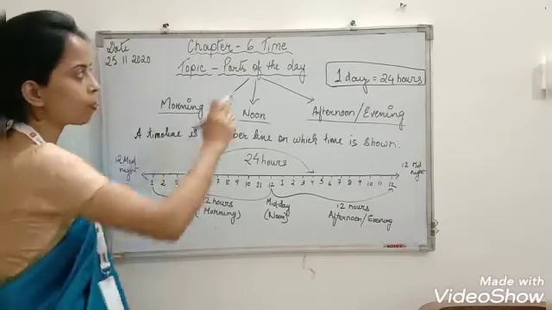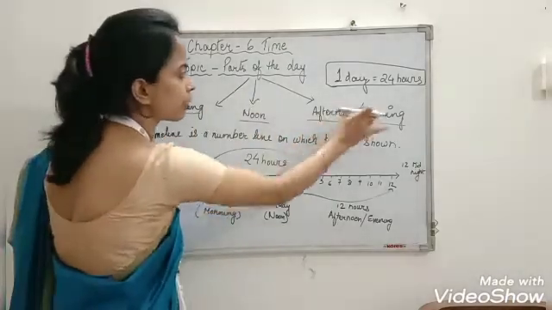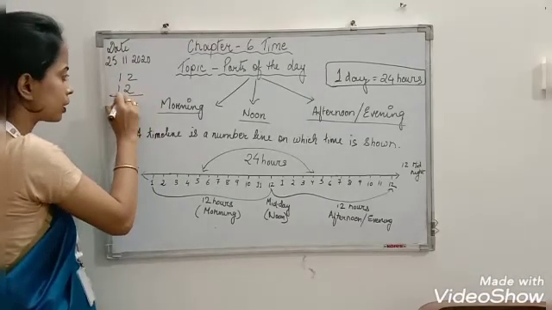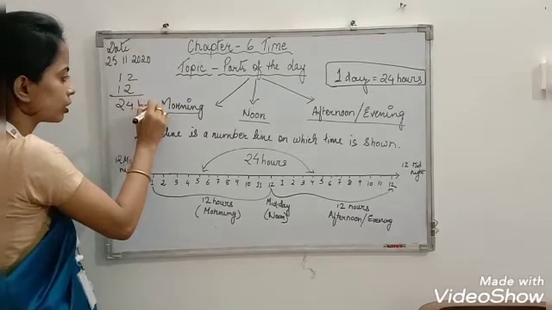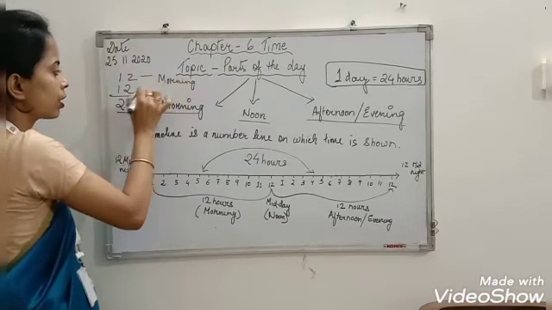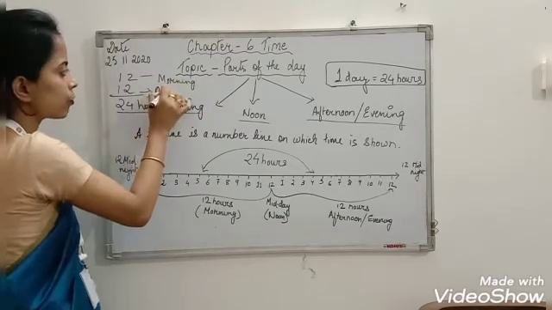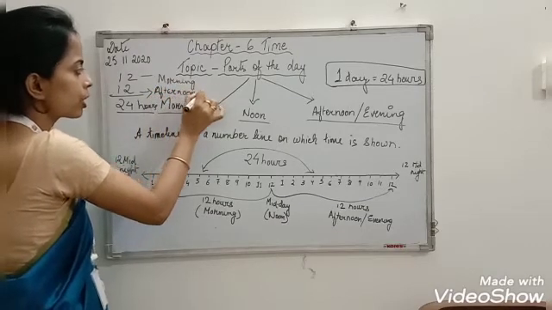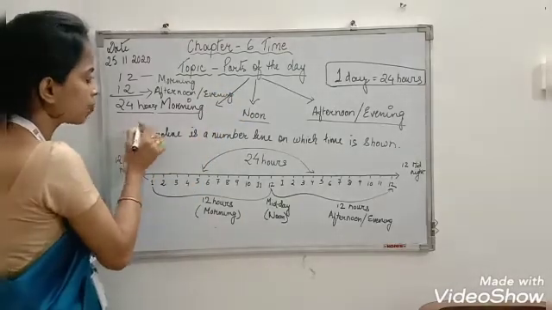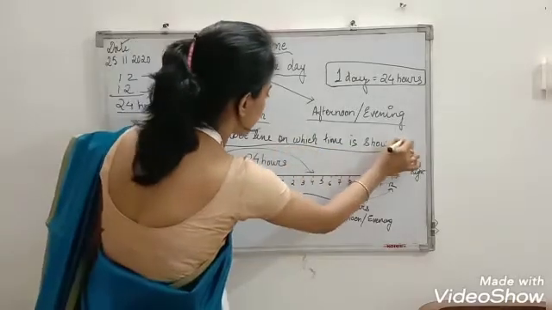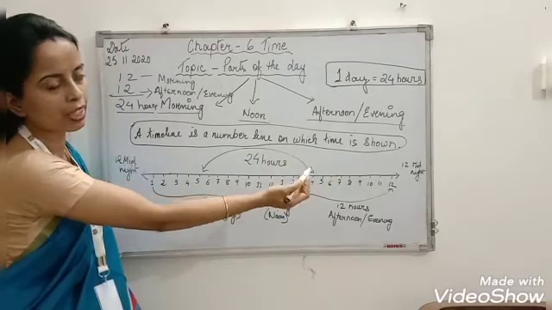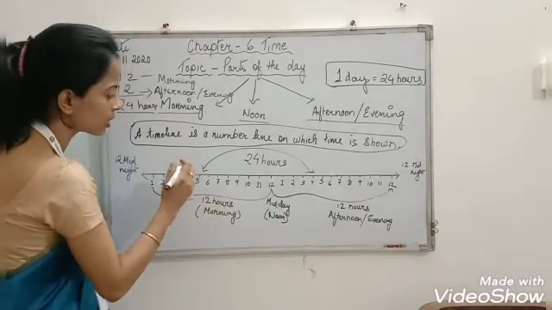Okay, children? So, parts of the day: morning, noon, afternoon and evening. 12 plus 12 equals 24 hours. 12 hours morning, then afternoon, evening. Got it, children? So, with the help of a timeline. A timeline is a number line on which time is shown.